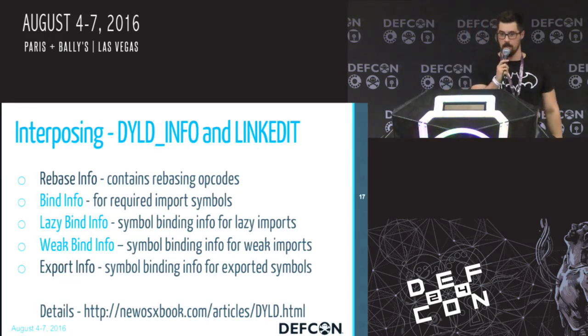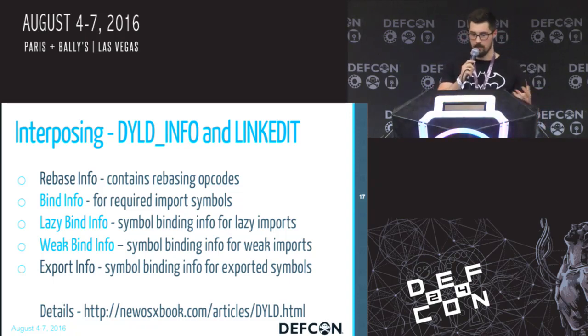Starting from iOS 10 and Snow Leopard, Apple decided to implement a special segment in Mach-O files for dynamic linker usage. The segment is called __LINKEDIT. It contains information about the process of linking and binding symbols during dynamic linkage. It relies on a special load command called LC_DYLD_INFO, which serves as a table of contents for __LINKEDIT. And here is what we can see in __LINKEDIT: rebase info, which contains rebasing opcodes; bind info, opcodes required for imported symbols; lazy bind info and weak bind info, binding info for lazy and weak symbols correspondingly; and export info.